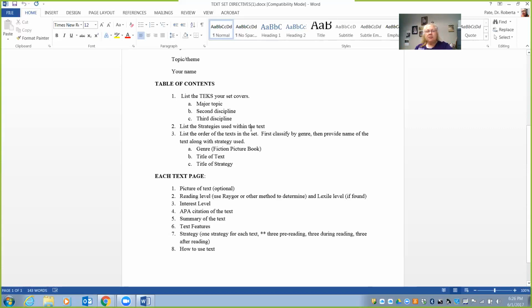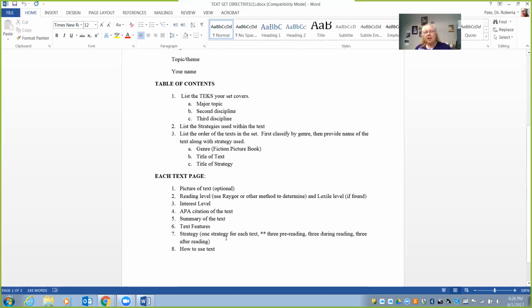Remember we had strategies that we listed. But now when we're classifying under genre and the title of the text, well, what strategy? Now this seems kind of repetitive, and it's okay if you don't want to do this. If you want to list the strategies and make the text connection there, that's fine. You can leave the strategy off here and just put the genre and then list the books under that genre. For instance, fiction, you list your books, and then biography, list your books, nonfiction, list your books. If it's fantasy, list your books.